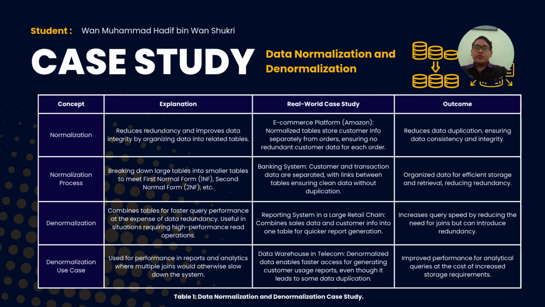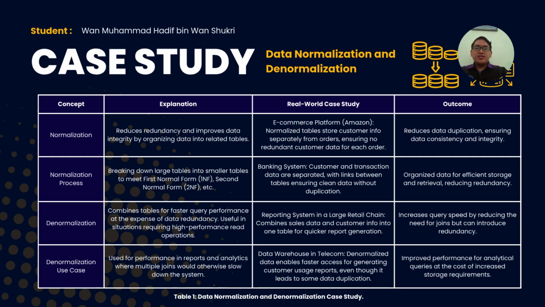To normalize, we split the big tables into smaller ones. Banks do this also to keep customer and transaction data organized and easy to manage. On the other hand, denormalization focuses on speed. Big data stores often combine sales and customer data into one table to make reports faster, even if it means repeating some data. In places like telecom, denormalized data helps speed up analytics, even though it uses more storage.